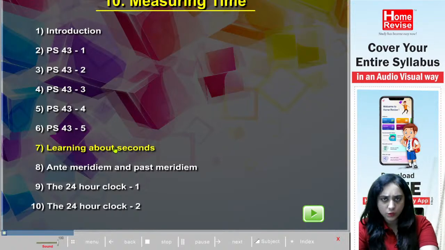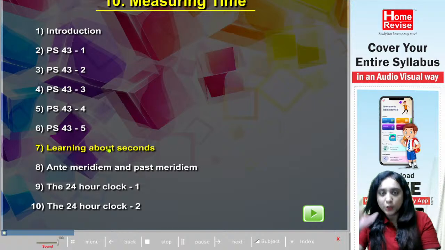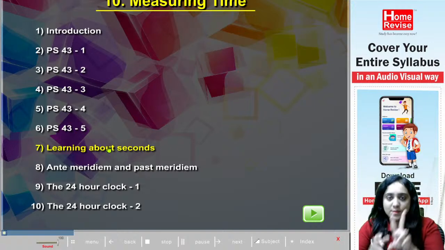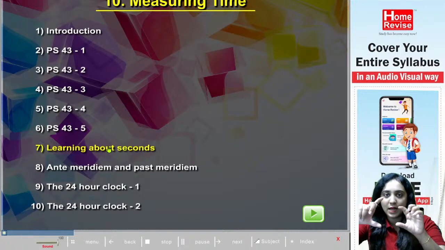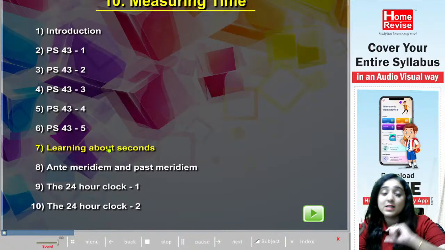We'll start with the introduction first, and then we'll be learning about seconds, and then we'll be learning about clock, hours. And as we all know, when we are into the clock, we have two hands. The first one is the small hand and the big hand. The small hand, we call it the hour hand.